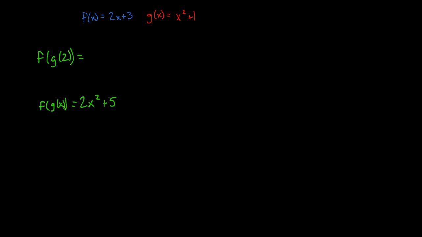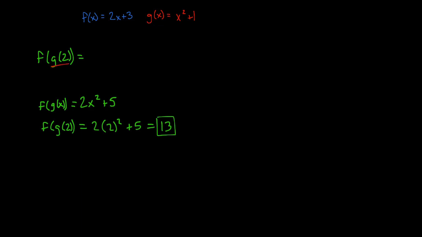So f of g of 2 would just be asking us to plug 2 into that equation. So we would plug in 2 right here, and 2 squared is 4, times 2 again is 8, plus 5 is 13, so f of g of 2 equals 13. But there's a couple other ways that you can do this.